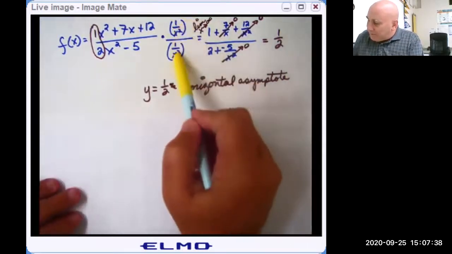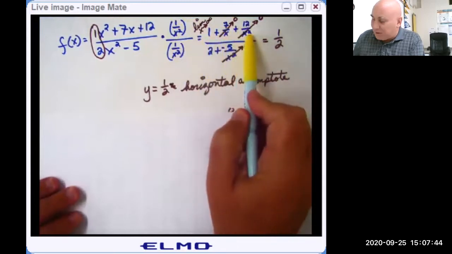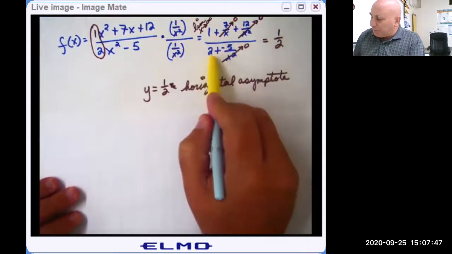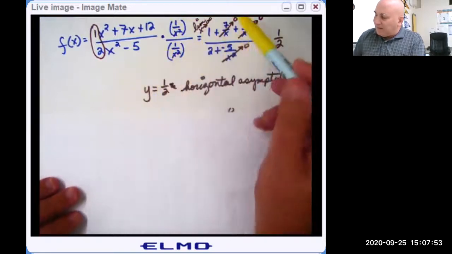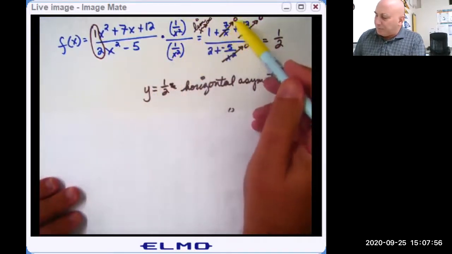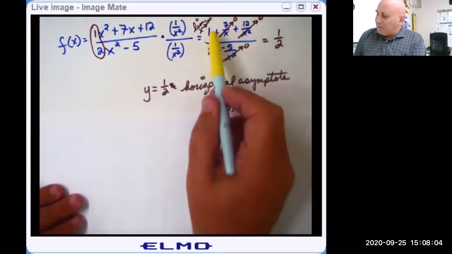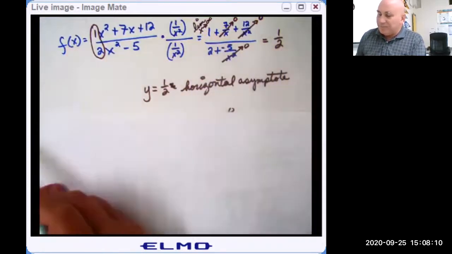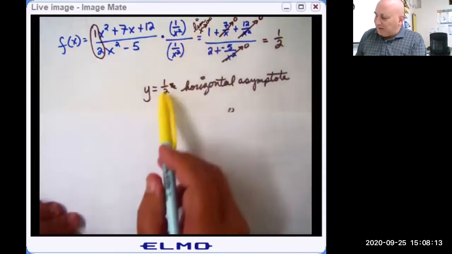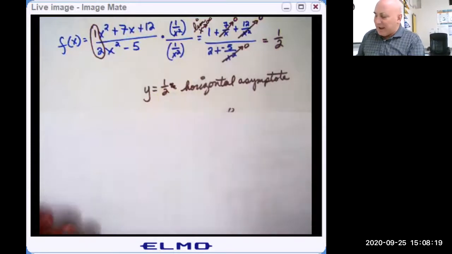So multiply top and bottom by 1 over x squared. You can see I get 1 plus 7 over x and 12 over x squared in the numerator. And I get 2 and negative 5 over x squared in the denominator. Well, as x goes to infinity, 7 over infinity is 0. 12 over infinity squared is 0. Negative 5 over x squared, or over infinity squared, is 0. So I'm just left with 1 over 2, 1/2. F of x equals 1/2. So that means as x goes to infinity, this function is approaching the line y equals 1/2.